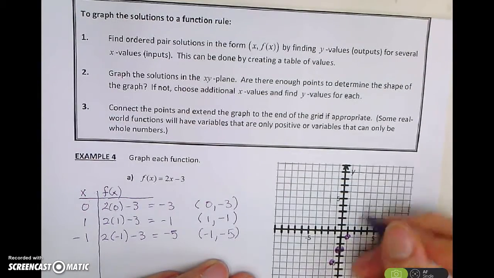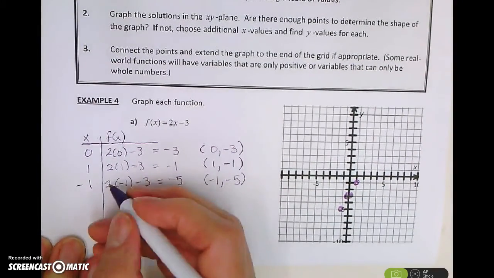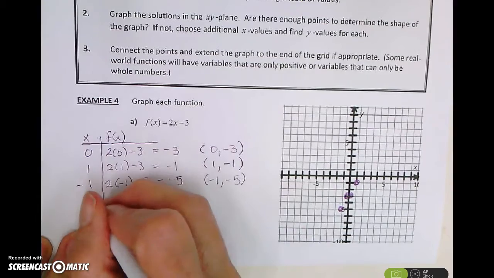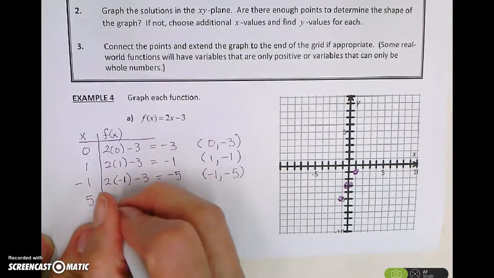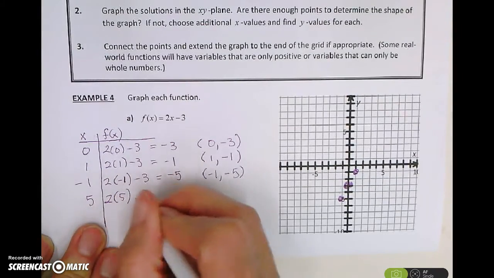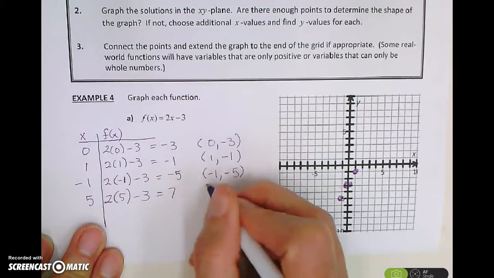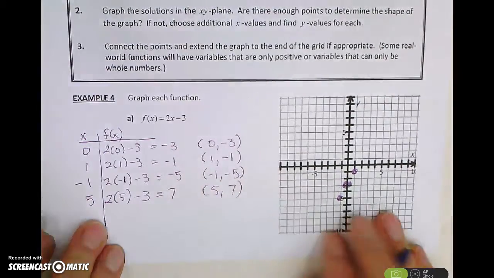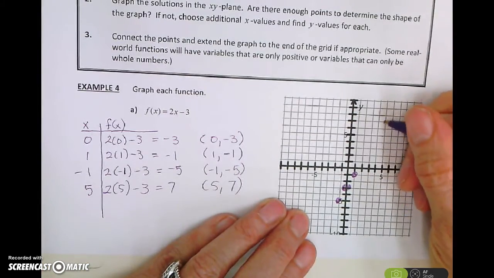It appears that these are going to be a straight line and that we'll be able to connect them. Just to make sure, you might try something like a 5. Let's put in a 5 just to see if it falls on that line. So then I get 2 times 5 minus 3. So 10 minus 3 is 7. And I get the point 5, 7.